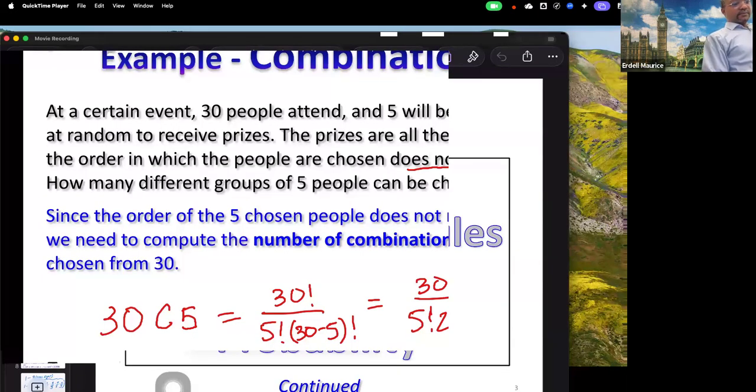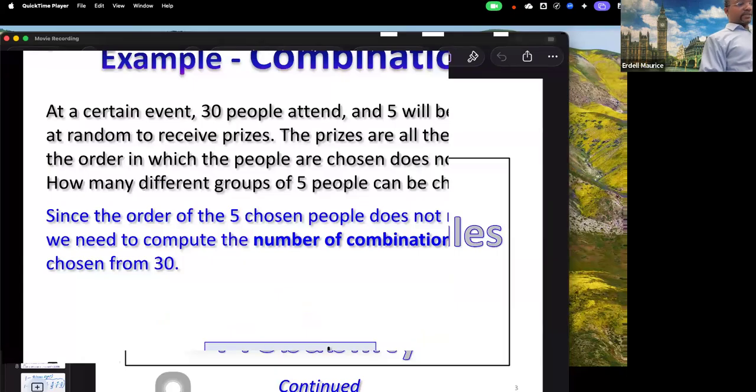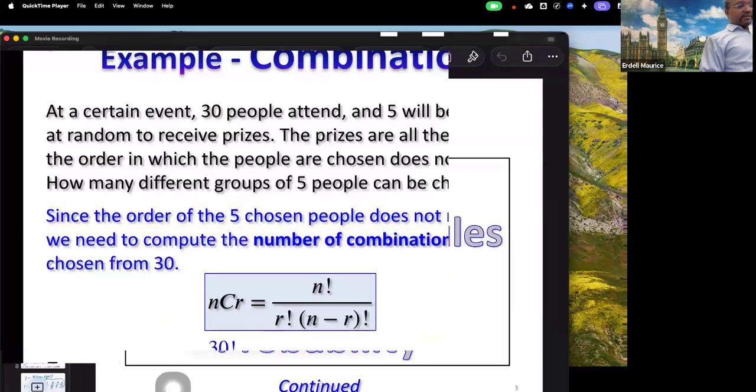142,506. We all get that number? All right, so let's show indeed. nCr, plug it in. And yes, you got 142,506. Questions there? Now let me show you how to do this using the fundamental counting principle.